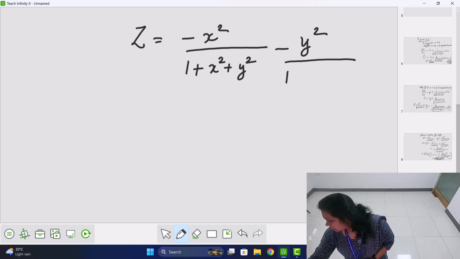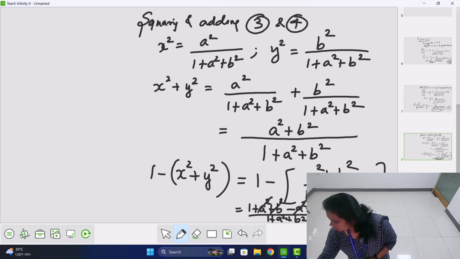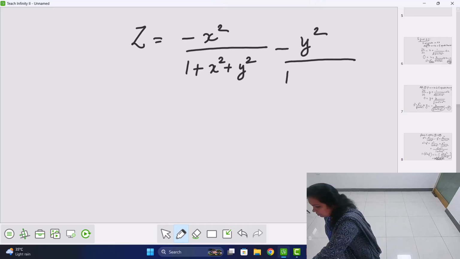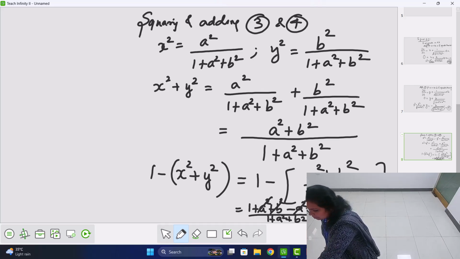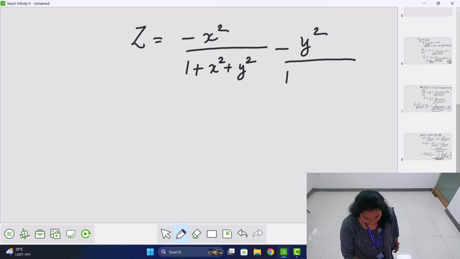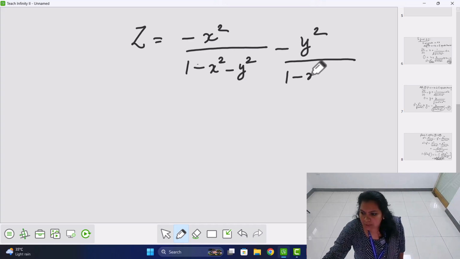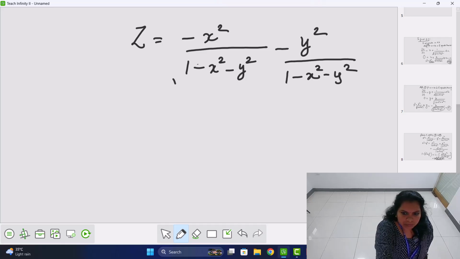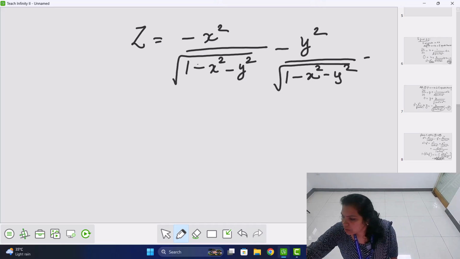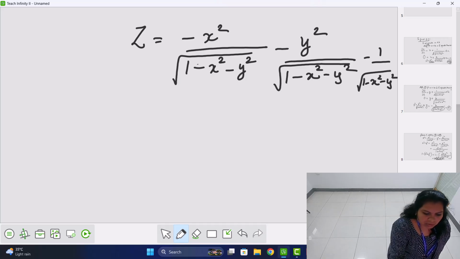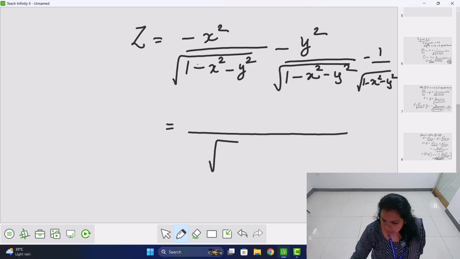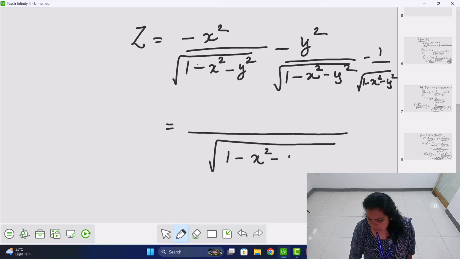So what are you getting here? Other term. This is nothing but negative value. That is what we found. So 1 minus x square minus y square, 1 minus x square minus y square, which is square root, because all the values are in square root, minus 1 by root of 1 minus x square minus y square. So take a common LCM as under root 1 minus x square minus y square.